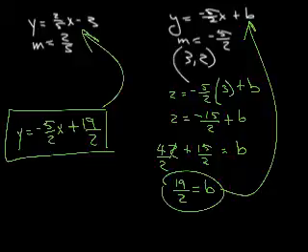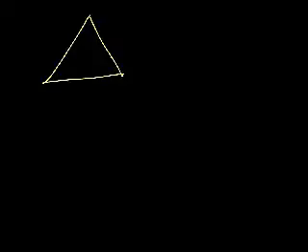Okay, so the last part of this section is called remote interior angles. Alright, let's look and see what they look like. We've got a triangle, and we'll call this angle A, this angle, angle B, and this angle, angle C. And if we extend this line, we get an angle here we will call angle E.